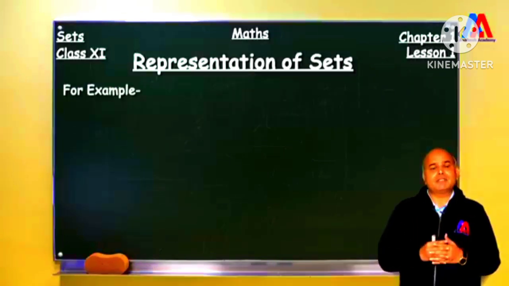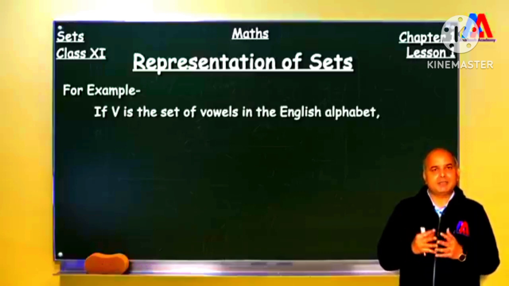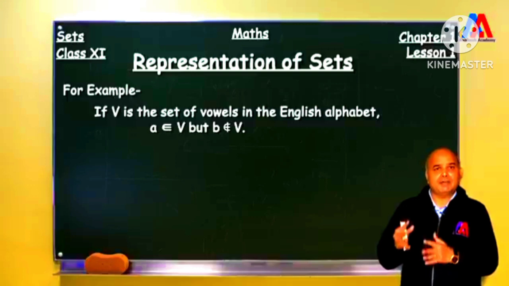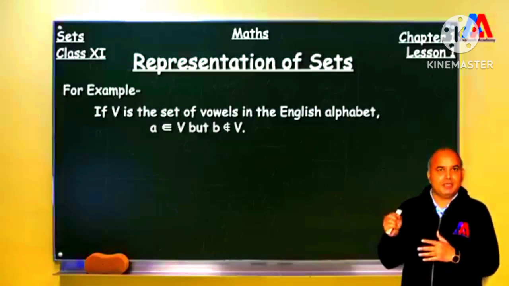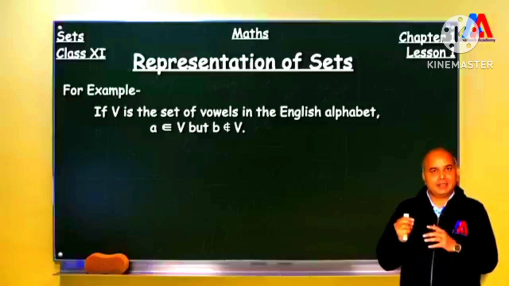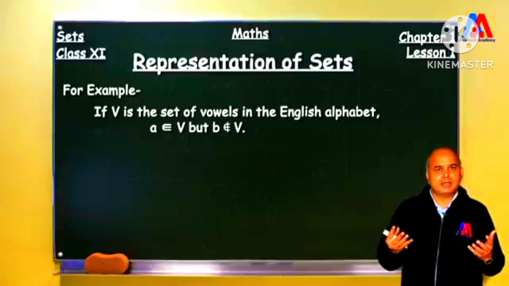So for example, if we say V is the set of vowels in the English alphabet, that means we say a belongs to V, but b does not belong to V, capital V, that is the set, because small b is not a vowel, while the letter a is a vowel. So this is how we represent the different types of sets.